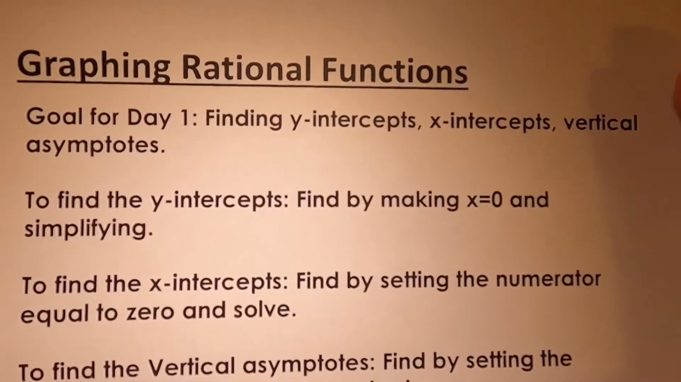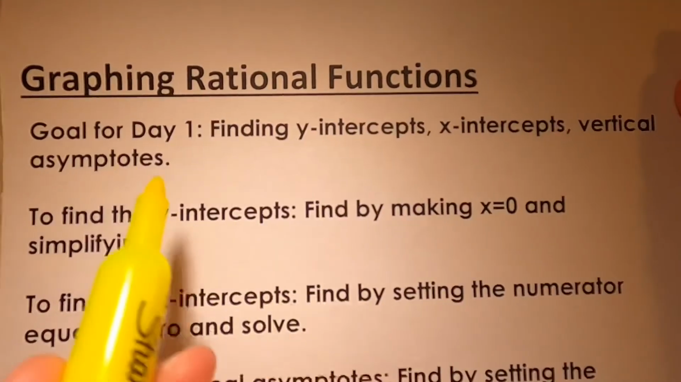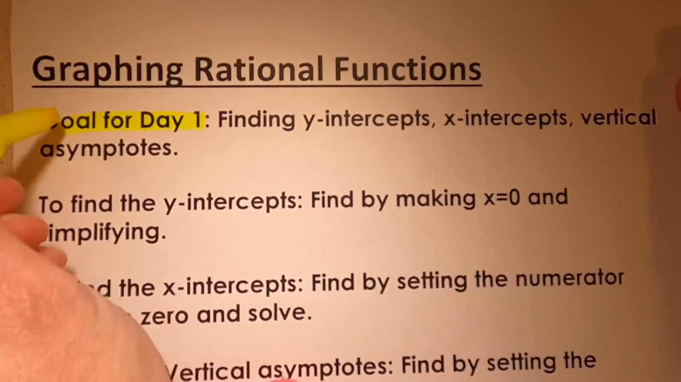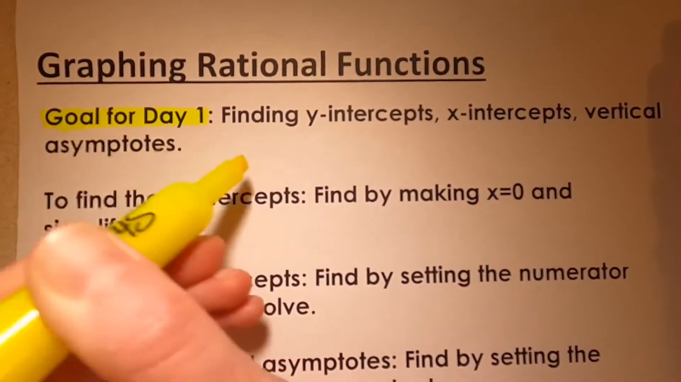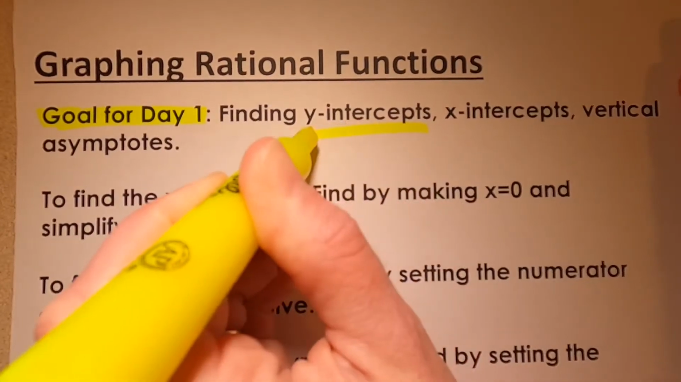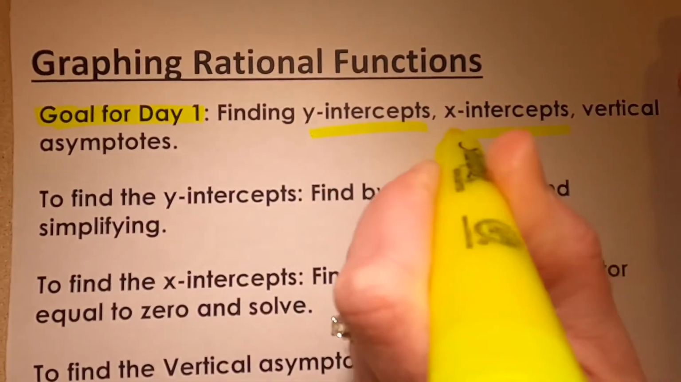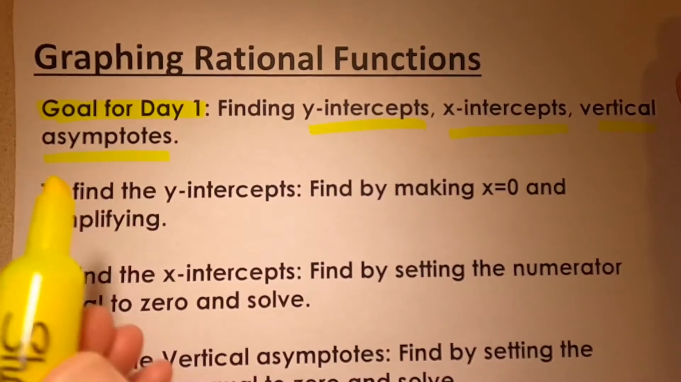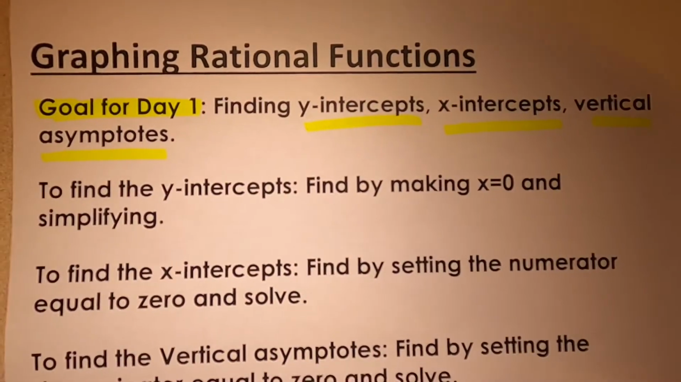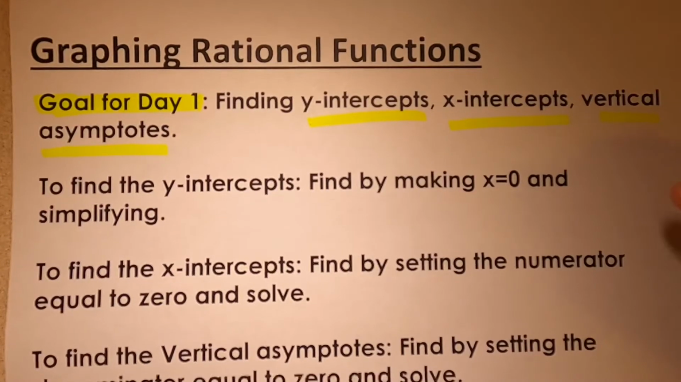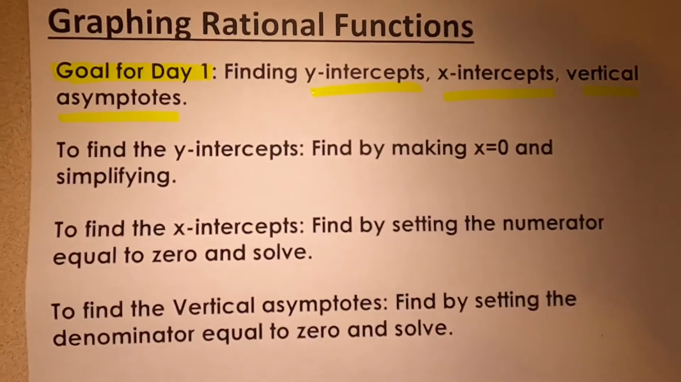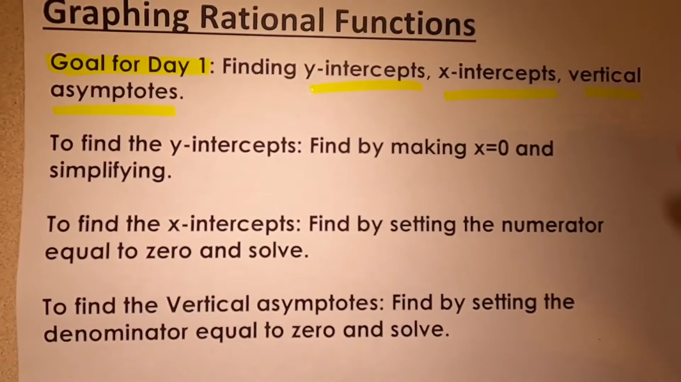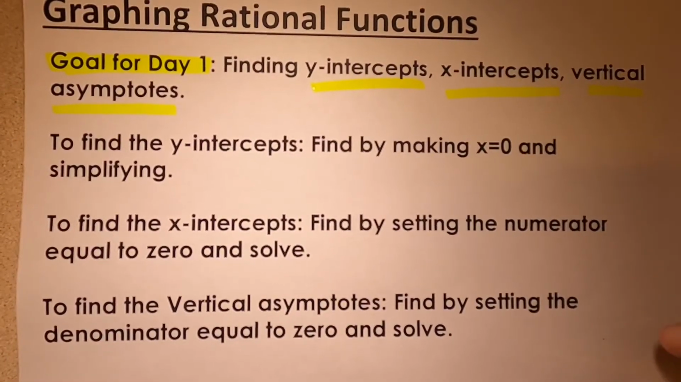At the top of this, we have a goal for today. Our goal for day 1 of learning about graphing rational functions is to find the y-intercepts, to find the x-intercepts, and to find the vertical asymptotes. If I were doing this, I would make a note card, and I would have these 3 reminders on my note card. You don't have to make a note card. It would be a great idea. But these are definitely 3 things that you need to write down.